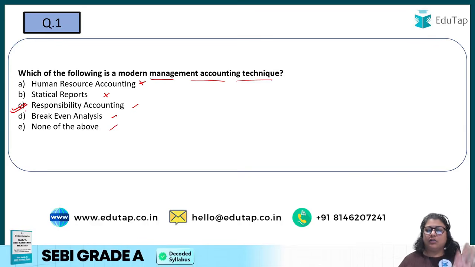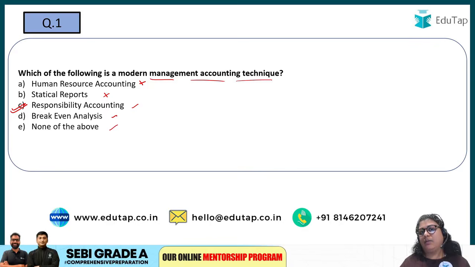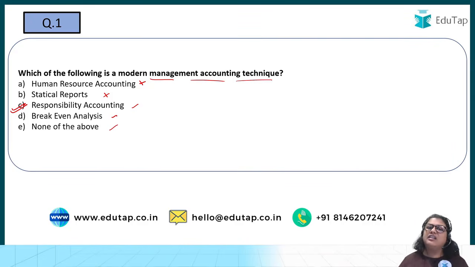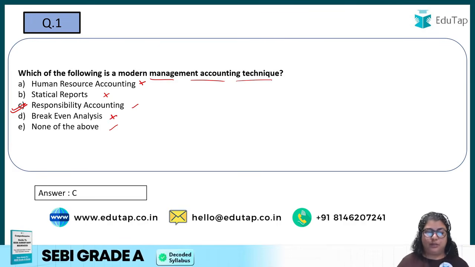You can be confused that human resource accounting, why is it not the right answer? But that is emerging, but that is not a core management technique. So the answer is C, responsibility accounting. Then the break even analysis again is a technique, right, to see at what point of time there will be no profit and no loss. So hence this is not a management accounting technique. This is also incorrect. Okay, so the option C is the correct one.